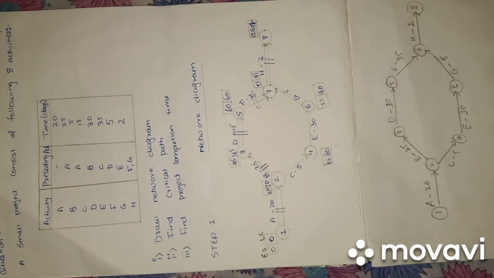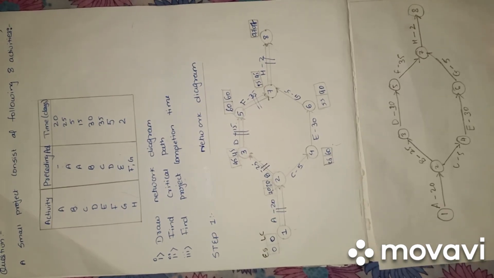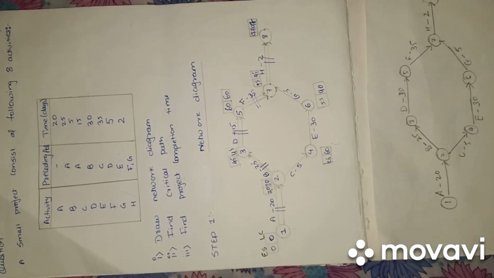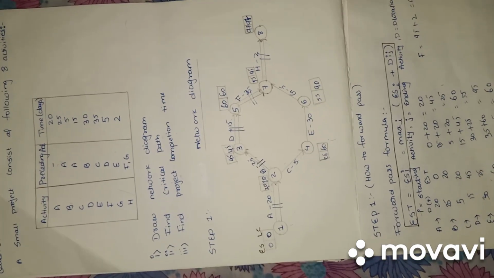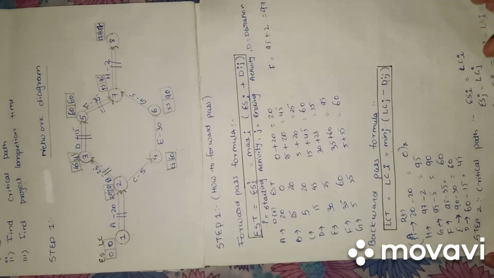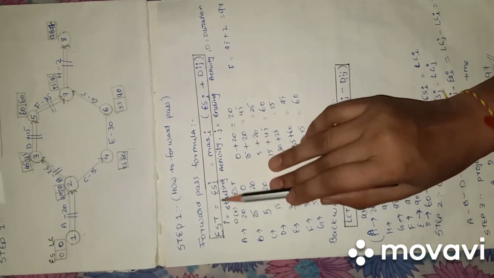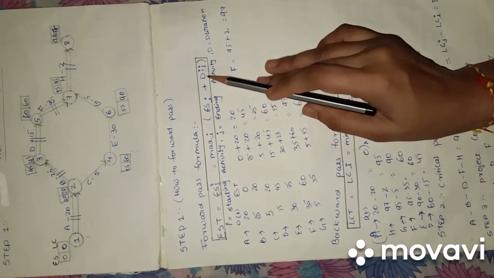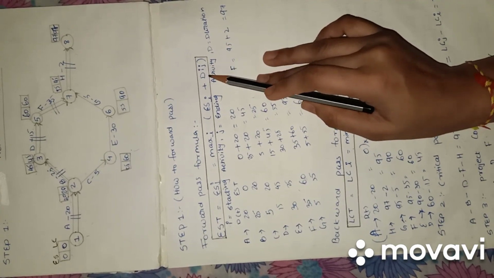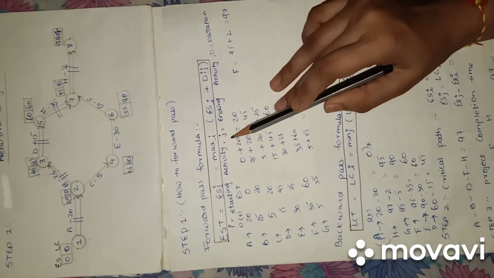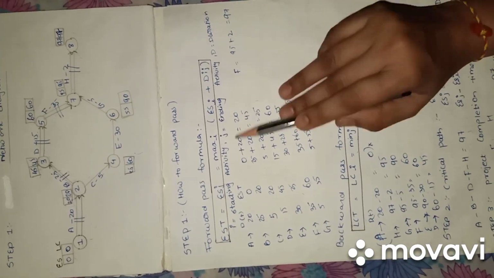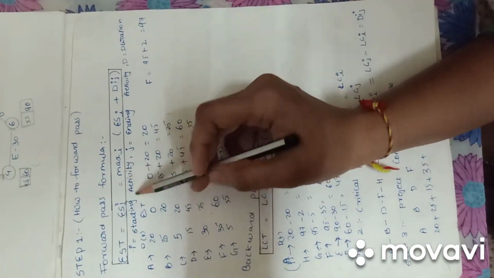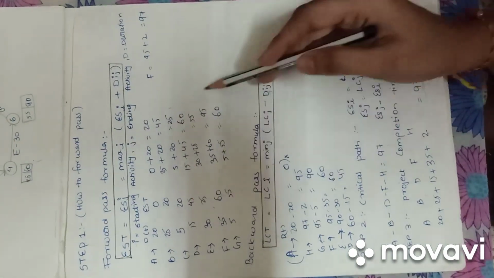Okay, this is the diagram. Now we have to find the critical activities. First we have to understand the earliest starting time and the latest completion time. These are the formulas for the forward pass. The earliest finish of an activity is equal to the maximum of the earliest start plus duration for I and J. I denotes the starting node and J denotes the ending node. D is the duration. So this is the calculation of A to H, the forward pass.